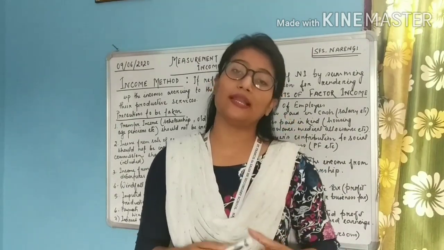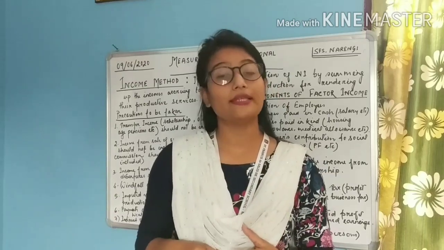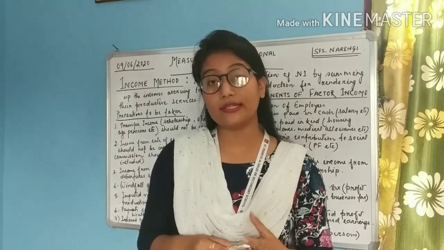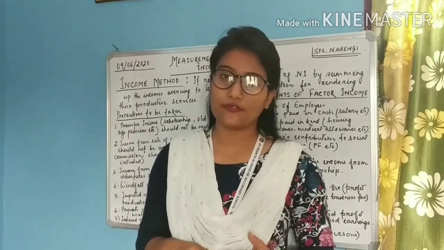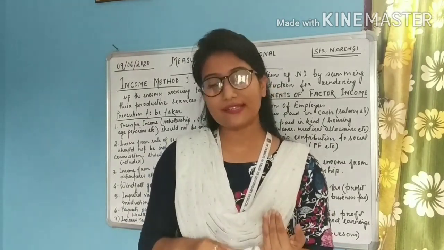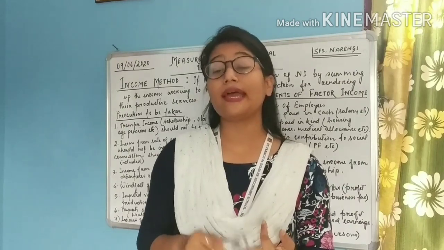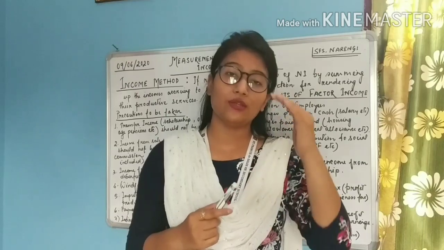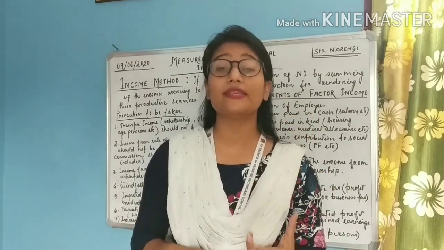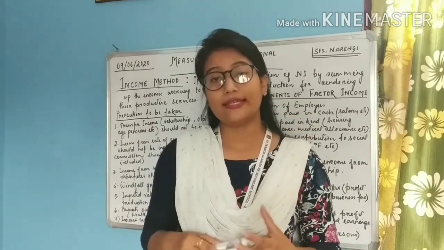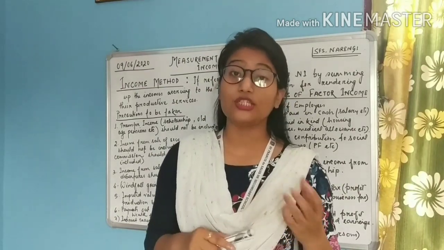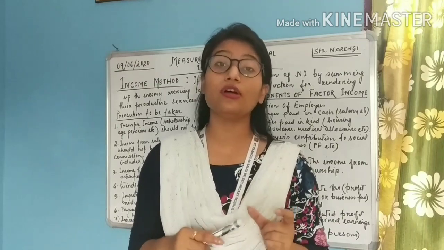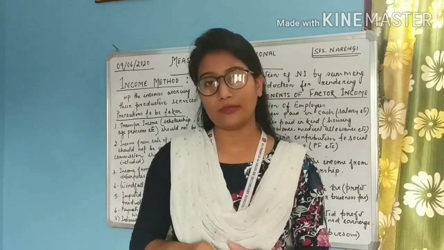So what happens, students? The steps to calculate the value added method are: first we have to add the total value added from all the three sectors of the economy, from the primary sector, from the secondary sector, and from the tertiary sector. And when we combine the value added of all these three sectors, it gives us the gross value added at market price, the GVAMP, which is also known as the GDPMP or the gross domestic product at market price.